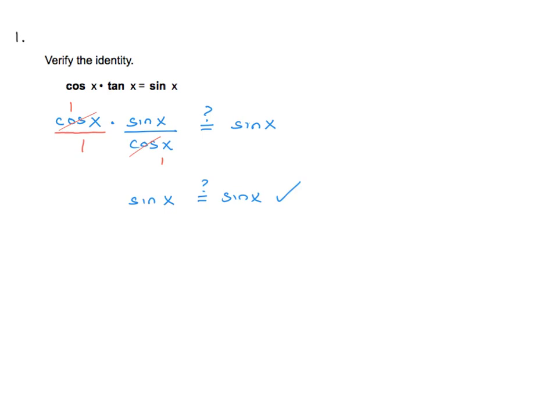So again, a strategy would be to take a more complicated side and simplify it to make it look like the other side. And you can use identities to do that, or definitions, and that's the general process.